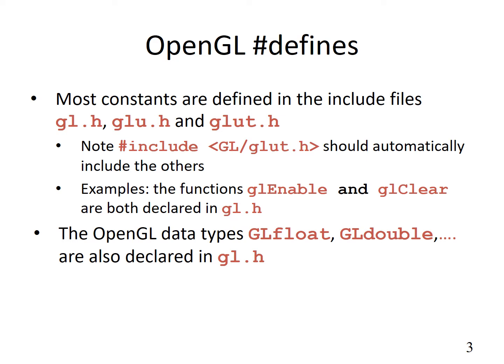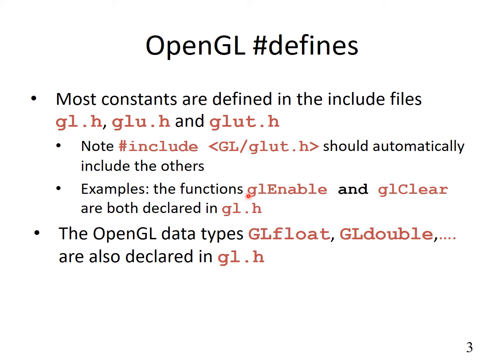OpenGL defines most constants in the include files gl.h, glu.h, and glut.h. Note that including GL/glut.h will automatically include the other libraries. This is because glu.h builds on top of gl.h and glut.h builds on top of glu.h.